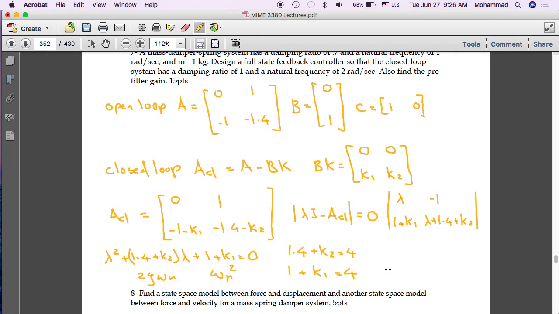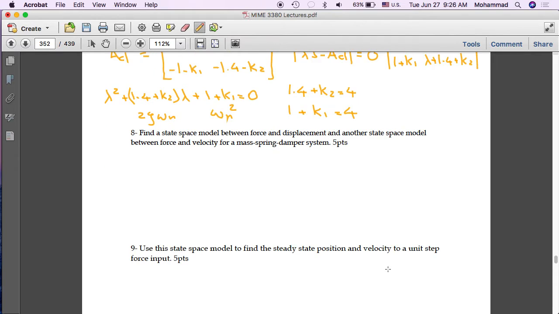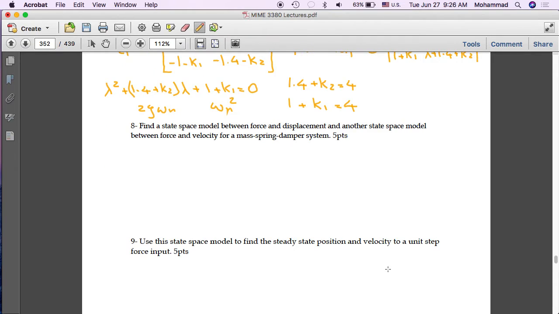What would be extremely helpful for you to memorize is the characteristic equation of a second order system, the A matrix of the second order system, the differential equation of a second order system, so you don't have to think. You can quickly write those down, and those are going to be helpful skills no matter where you go. And so the next step asks you to find a state space model between force and displacement, and another one between force and velocity for a mass spring damper system.